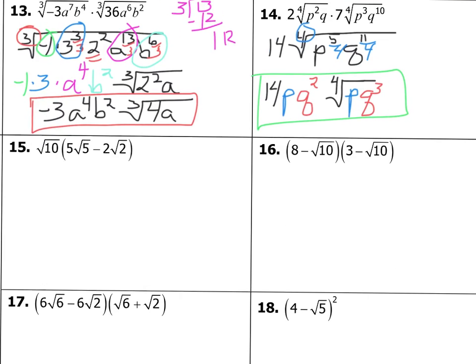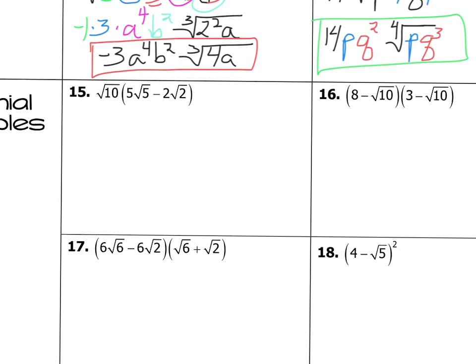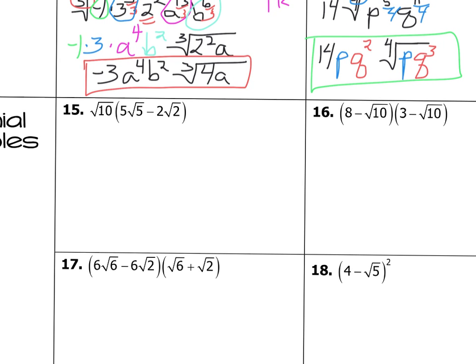Now, let's talk about squaring or multiplying binomials, or in this particular case, number 15 is a monomial times a binomial. So the same mantra applies. When you distribute this all the way through, you're going to multiply coefficient to coefficient, radicand to radicand. So when I multiply here, my coefficient is a 1 here. So I'm going to multiply 1 times 5.